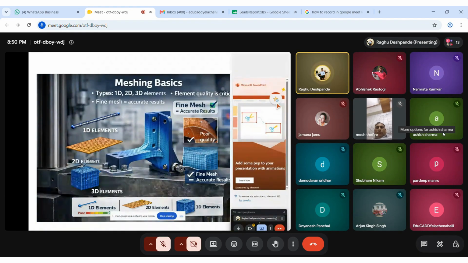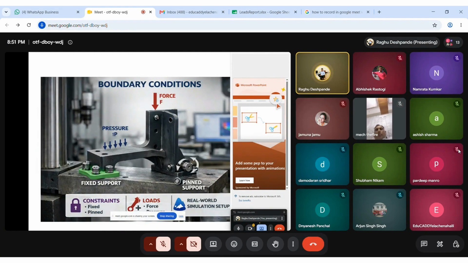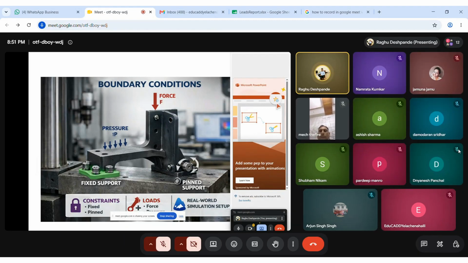And the meshing basics like 1D, 2D, 3D elements, and the fine mesh, accurate results can be achieved in HyperMesh software, as I explained earlier. And again in the boundary condition, we can apply the force at one face, and where we have to fix it, in order to get the physical behavior of that particular component exactly. That we will get to know in both HyperMesh as well as in ANSYS software.